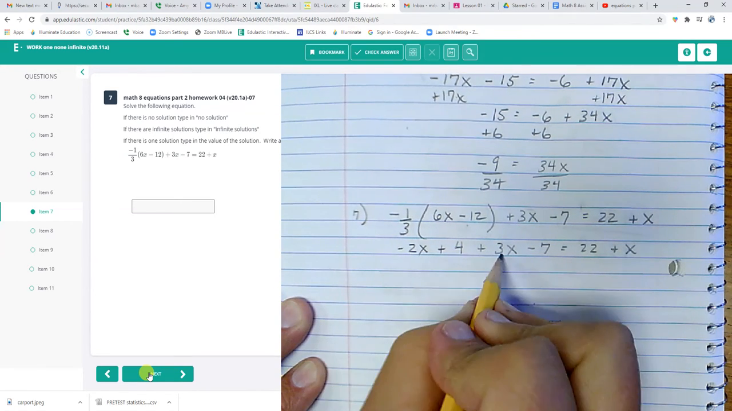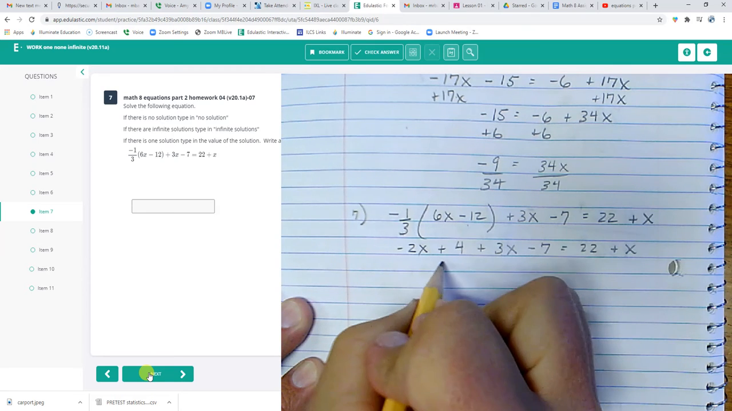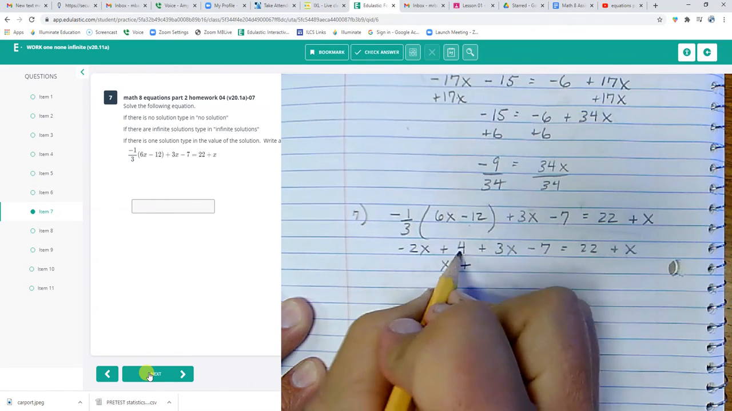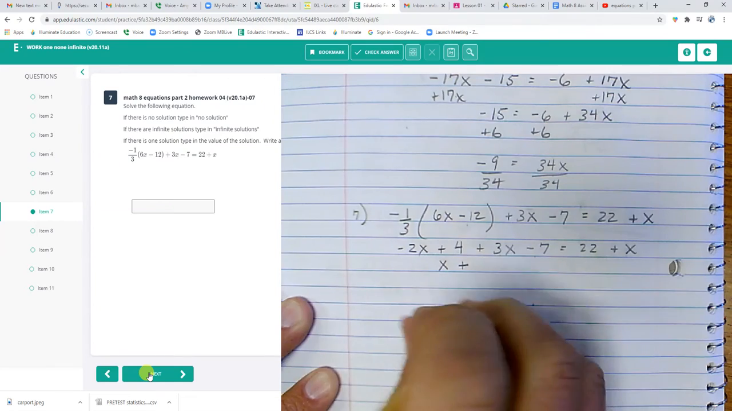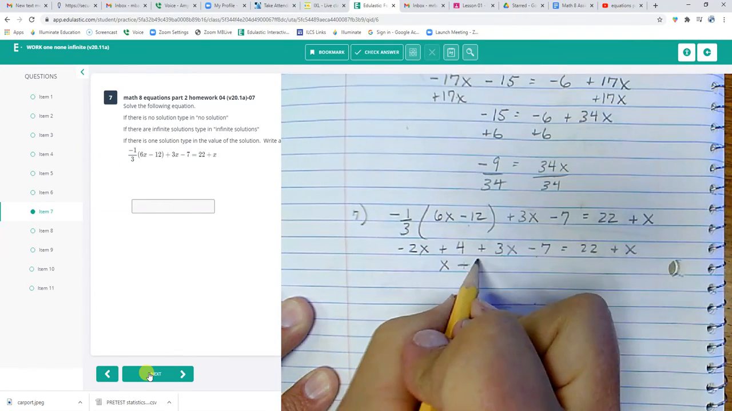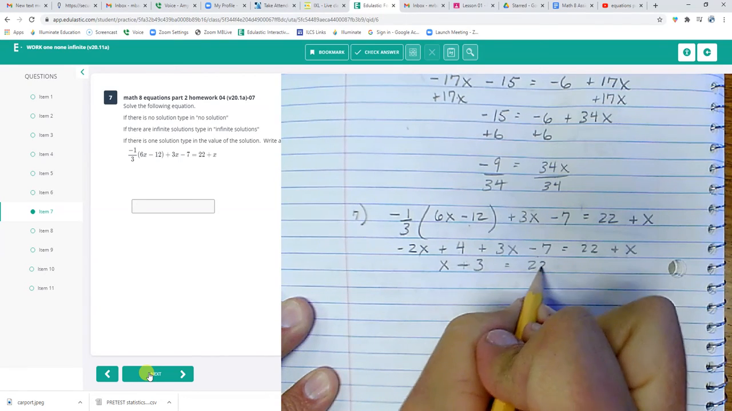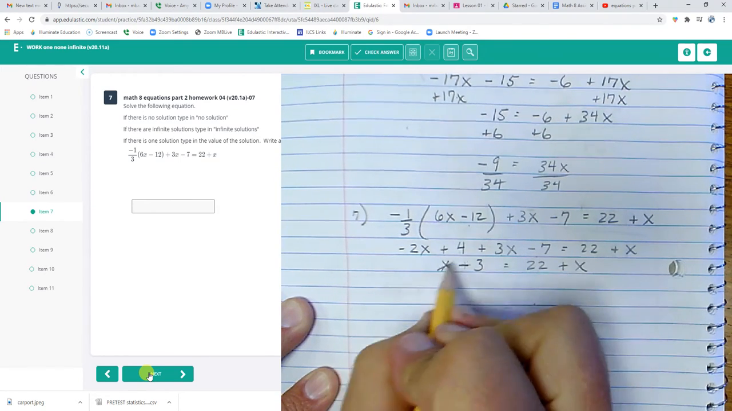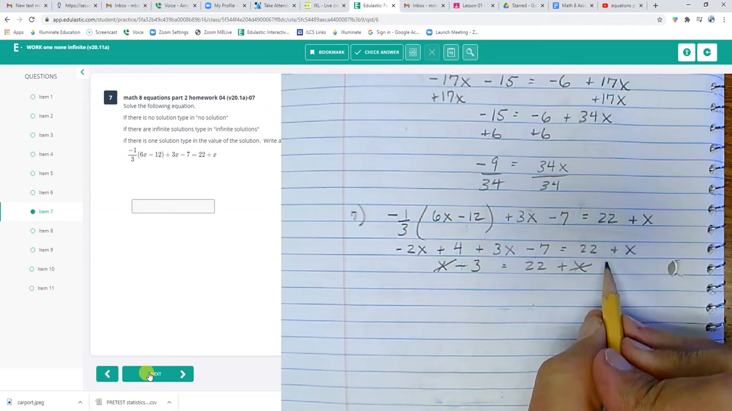Negative 2x plus 3x, that's going to be x. 4 minus 7 is going to be negative 3. Notice the x's are going to cancel, and this doesn't make any sense, so it's no solution.